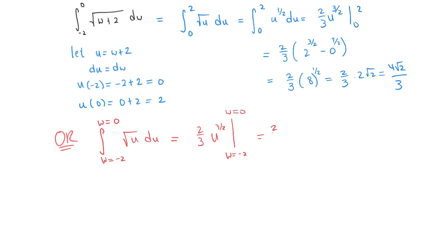So once we get our antiderivative, we now have to translate back to w. So we plug in the w plus 2 for u, and now we can proceed with the fundamental theorem of calculus, and we will end up in the same place.